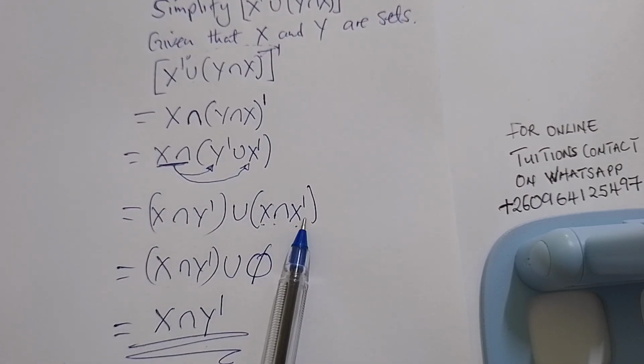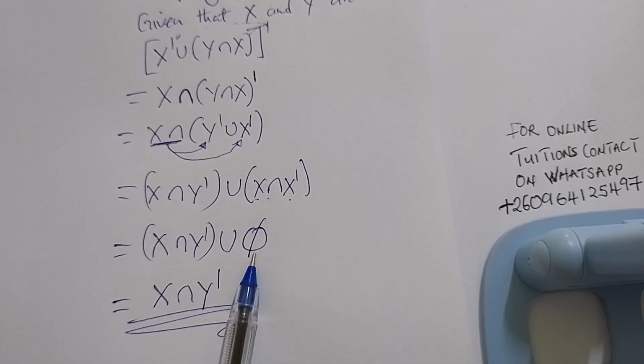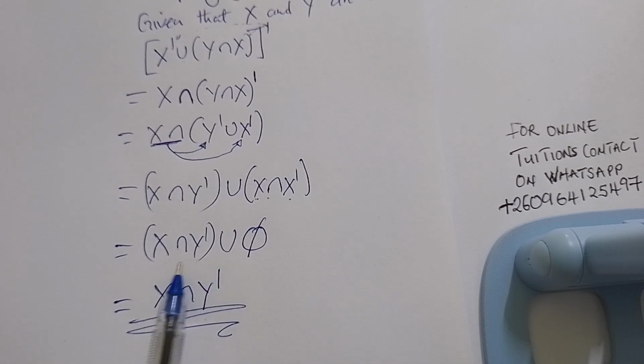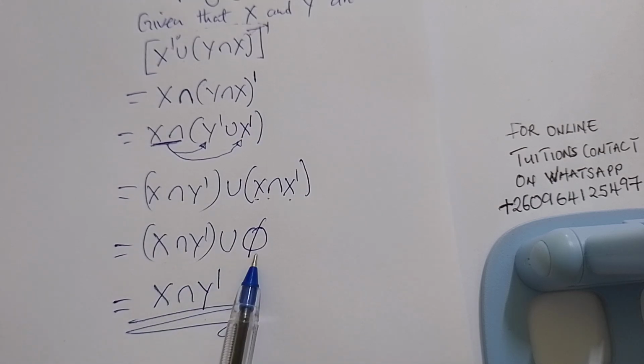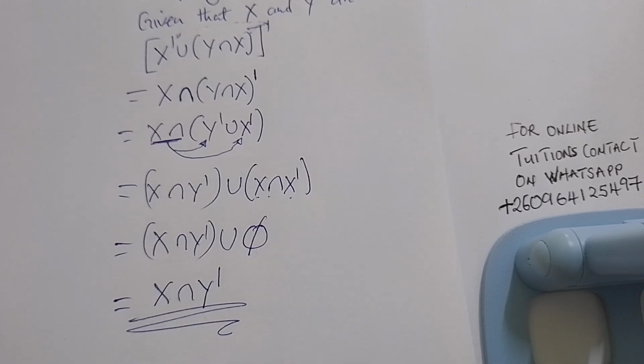You write it there. Then from there now you find the set x intersection x complement, which is an empty set. An empty set union any set is the same set. So this set union the empty set is the same set. That's the way we're supposed to do it.